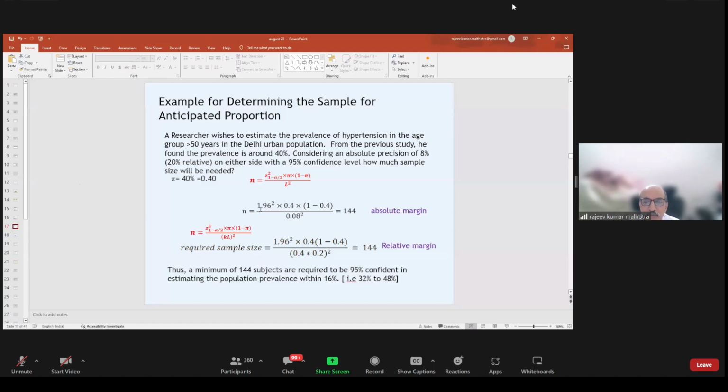So for 95%, the value of Z is equal to 1.96 squared, multiplied by 0.4, multiplied by 1 minus 0.4, divided by 0.08 squared. That gives 144. And similarly, if you are giving the relative margin, this formula is there, and you can get the same 44 subjects. So a minimum of 44 subjects are required to be 90% confident that the estimated population prevalence is within 16%, that is 32% to 48%.